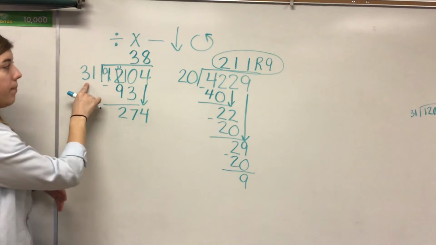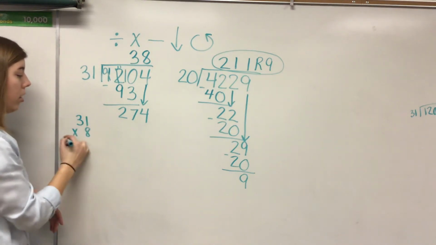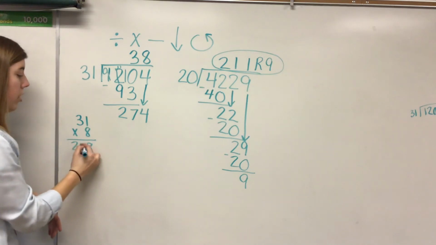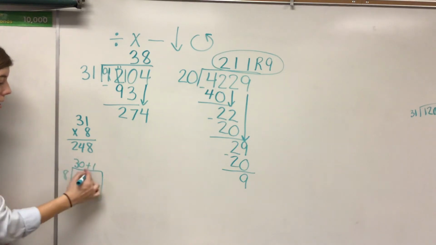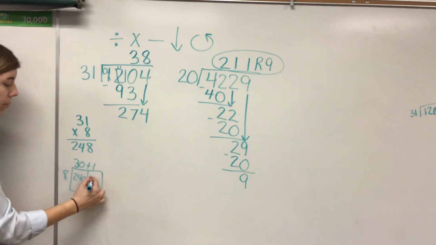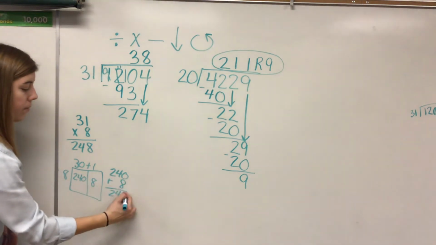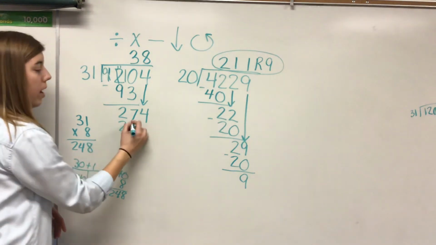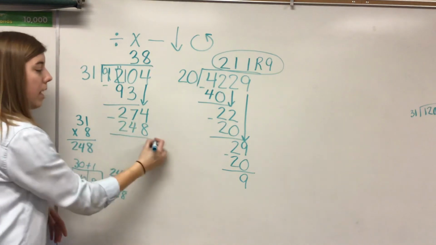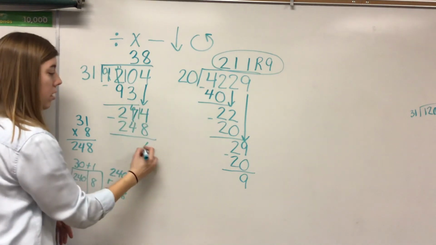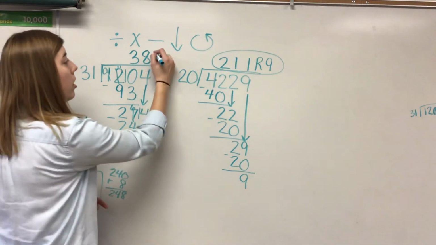8 times 31, okay? If you're not sure how to do that, you can either use traditional or box method off to the side. I will show you both. Okay, there's traditional, or if you want to do box. Okay, either way I get 248. That's what I write down here because that's what 8 times 31 is. We're on multiply. Okay, now that we've done that, we're on subtract, normal subtraction. Nothing else to bring down and bring back. So this is our remainder.